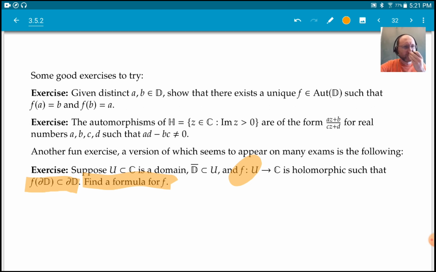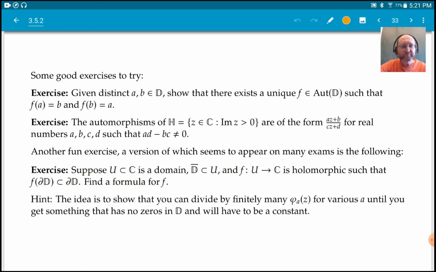You want to follow the same circle of ideas, no pun intended. But you don't have that this is an automorphism. This doesn't go back, right? So basically what you do is you try to divide out by phi sub a. So that's the hint: divide out until you get something constant, and then you get the formula. You have to make that work, and figure out how to write that.